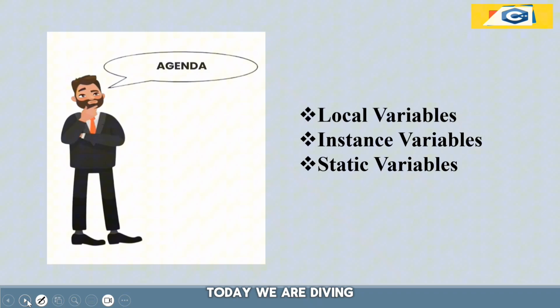Today we are diving into an important concept in C++ programming. So let's get started. Before we jump into the details, let's quickly recall what a variable is. A variable is a container that holds data in memory, but not all variables are the same. We have three main types of variables: local variable, instance variable, and static variable.